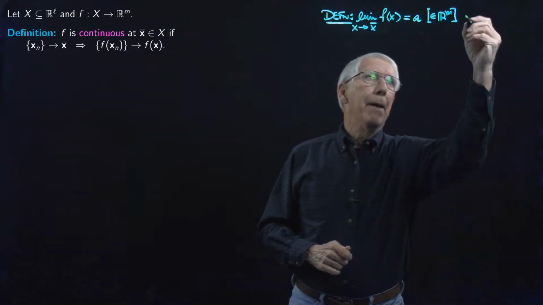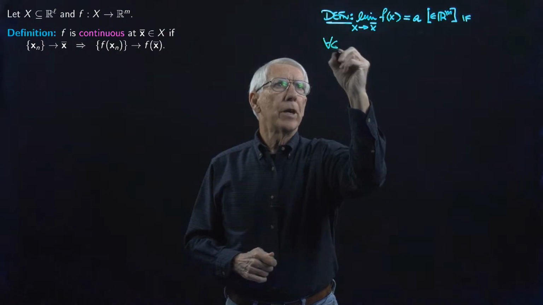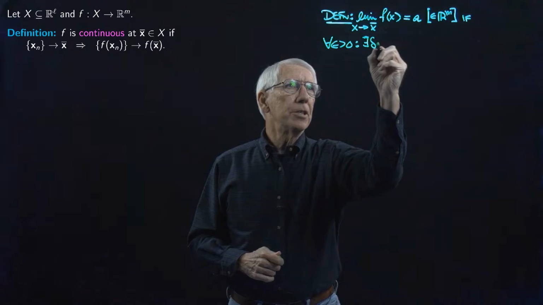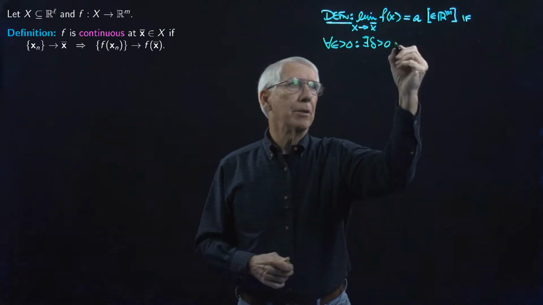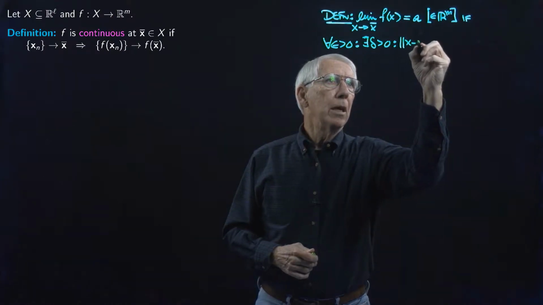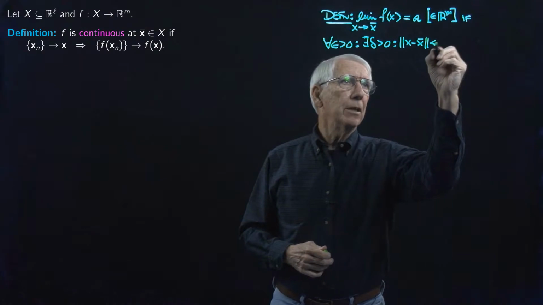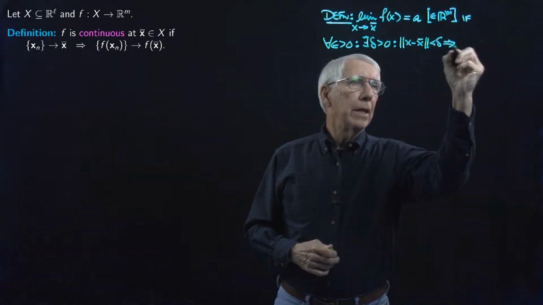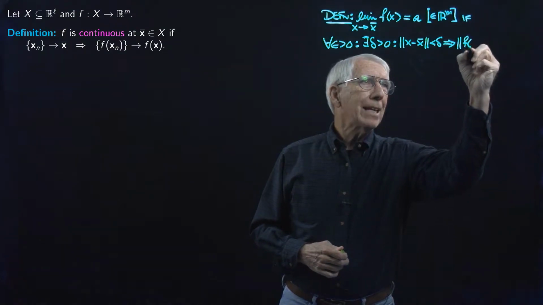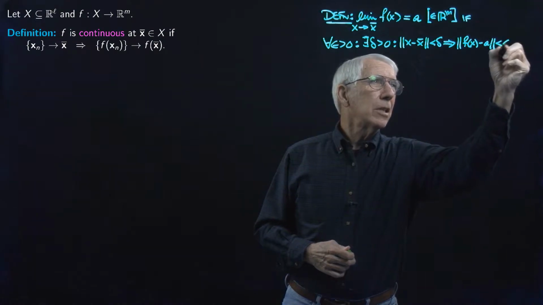So we say the limit is this point in R^m if for every epsilon greater than 0, there is a delta greater than 0, such that if the norm of x minus x bar is less than delta, then it's got to be the case that the norm of f of x minus a is less than epsilon.